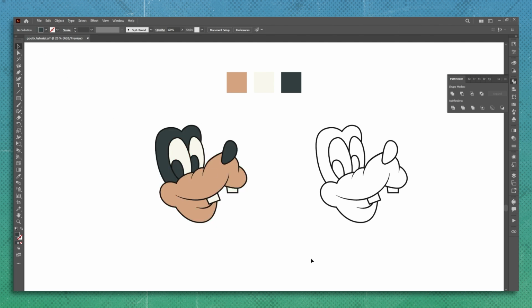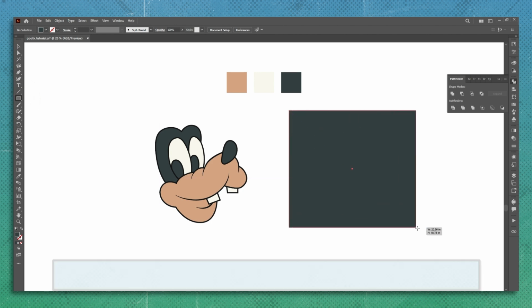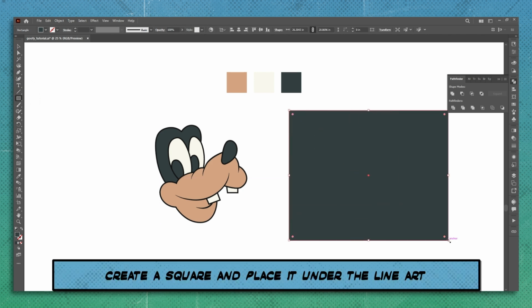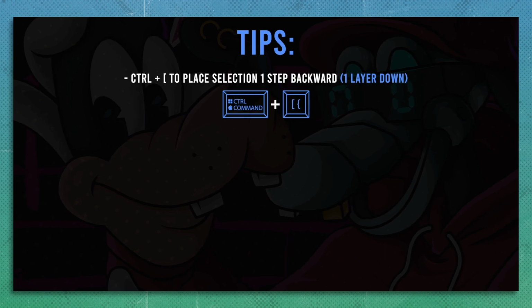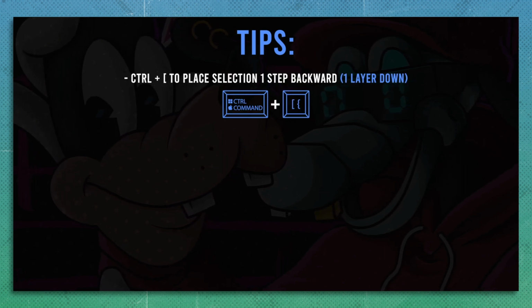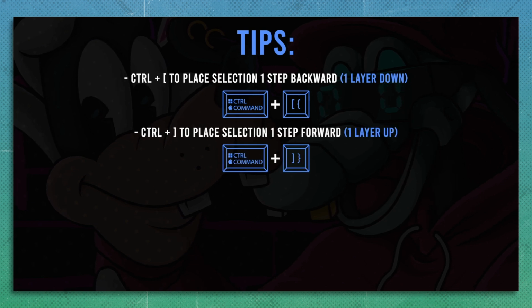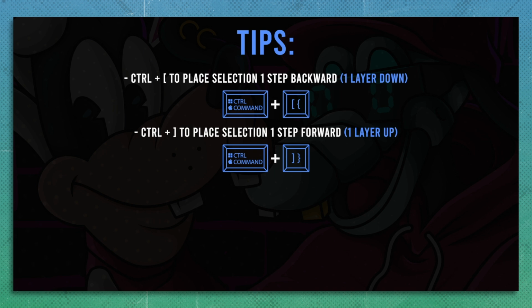The other way is, click on Rectangle tool from the toolbar. Create a square and place it under the line art. Tips: hold Ctrl and press left square bracket on your keyboard to place selection one step backward. Hold Ctrl and press right square bracket on your keyboard to place selection one step forward.